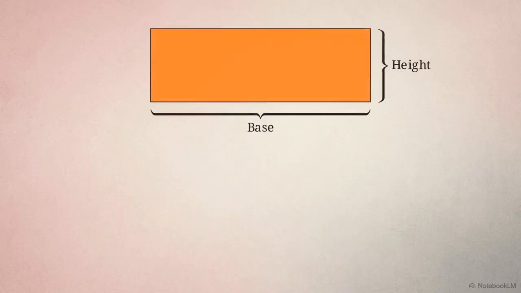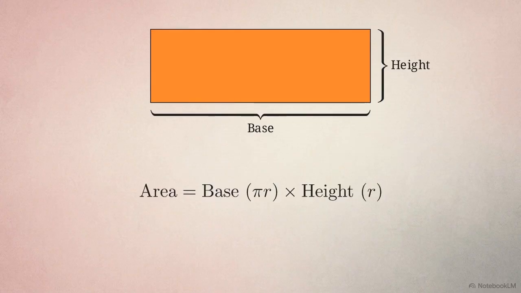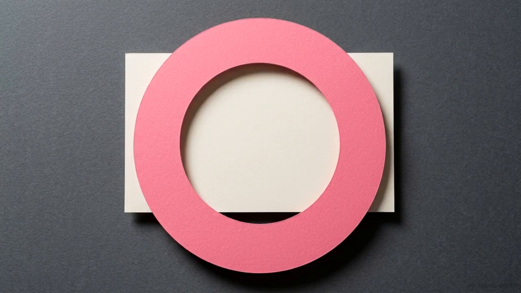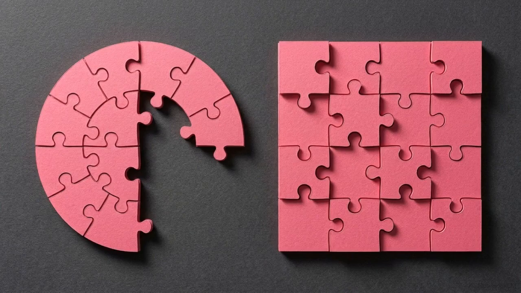Now we apply the standard rectangle formula to our new shape. We calculate the area by multiplying the base by the height. When we multiply pi times r by our height of r, we find the area of the rectangle. This formula, pi r squared, describes a rectangle hidden inside the circle. Solving a complex problem often means rearranging the pieces until the solution becomes clear.